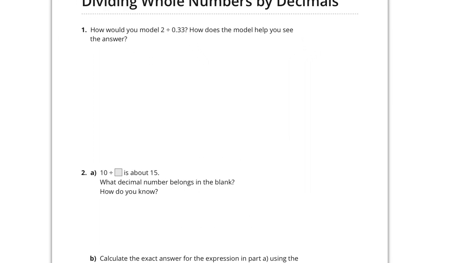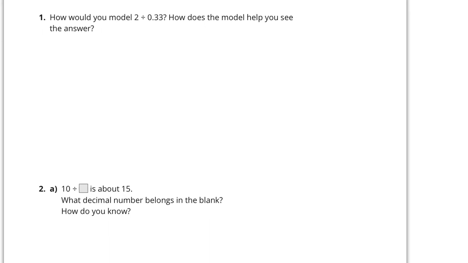Let's see what this first question is. It says, how would you model 2 divided by 0.33? How does the model help you see the answer? I would model it because I'm dividing it by 0.33 and I know that 0.33 is approximately 1/3. Fractions will help me in this case.